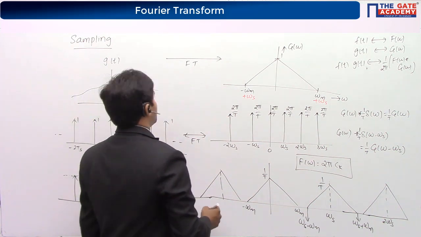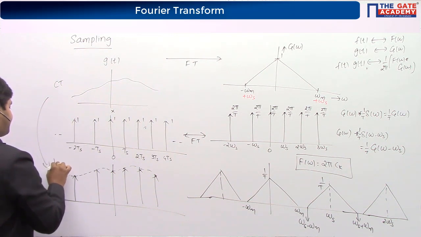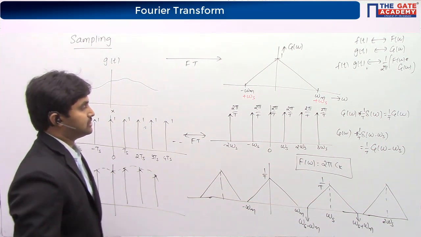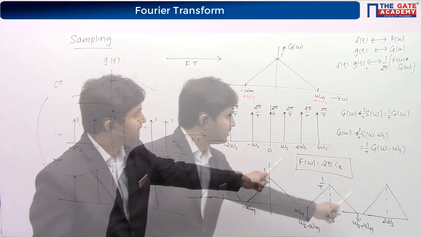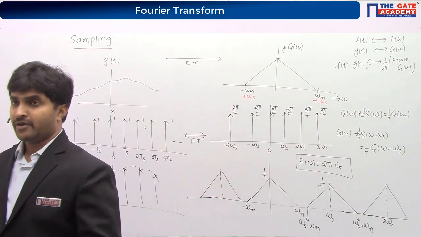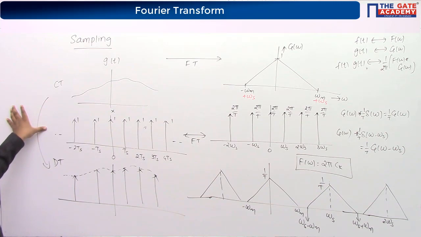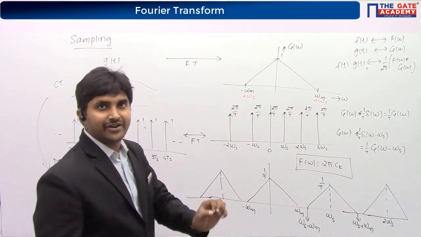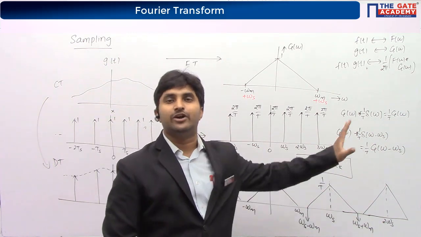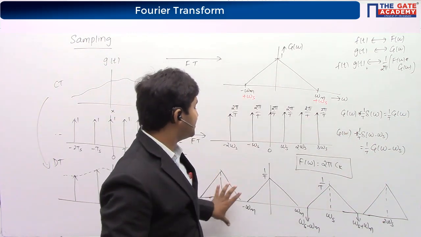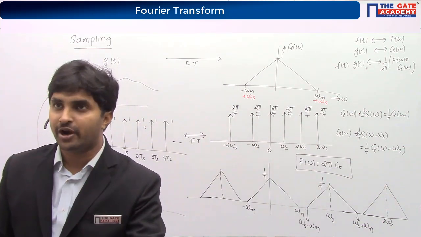So when I'm multiplying here, I'm trying to convert a continuous time to a discrete time. Whenever I'm trying to convert a signal from continuous to discrete in one domain, what is happening in the other domain? In the other domain, the information is going to become periodic.